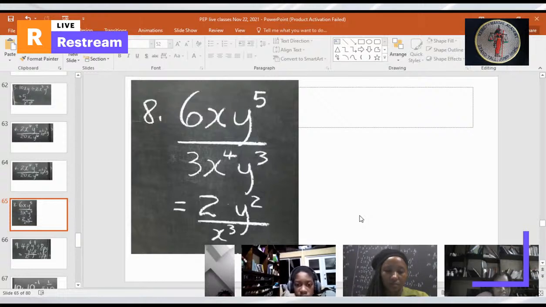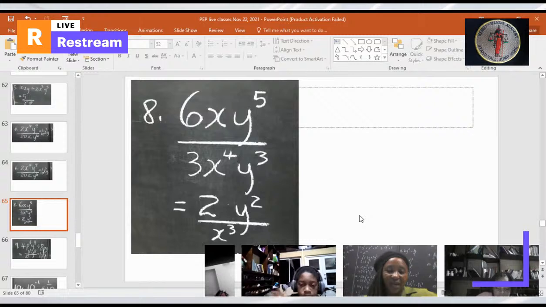Miss, how did you get y squared? You did 5 minus 3, which is 2. And how do you get x to the 3rd? It's the 1 at the top minus the 4 at the bottom. So it would be 1 minus 4, which would give negative 3. But because we're writing it as a fraction, we can put it down the bottom as x to the 3rd power.